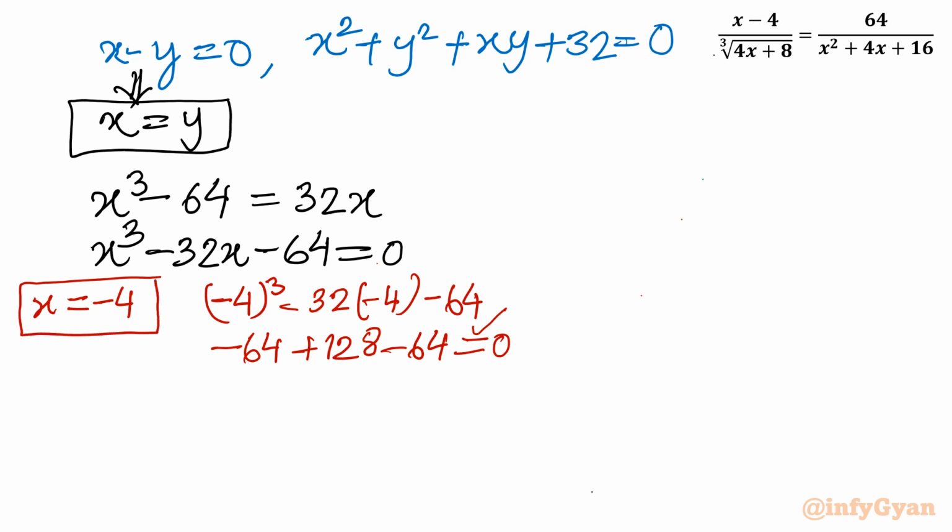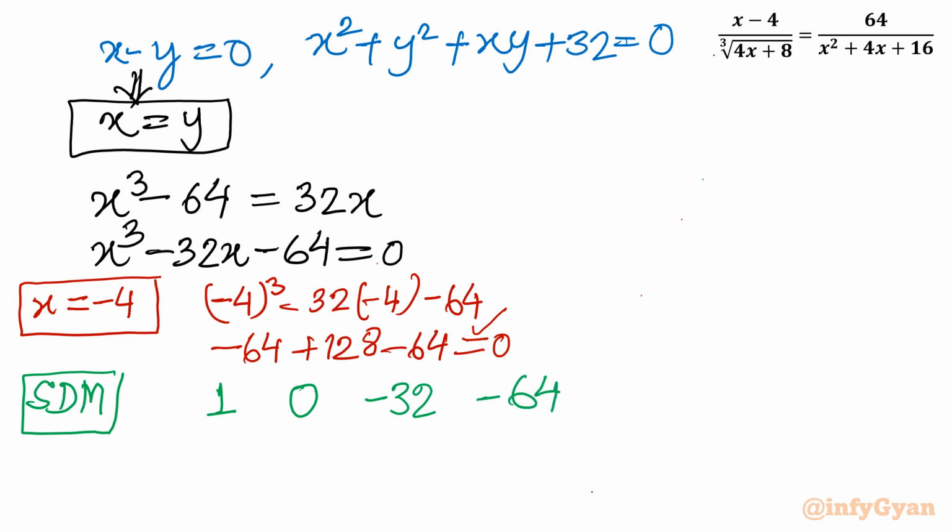So I will write now the coefficients for this cubic equation, using the synthetic division method, SDM. Coefficient of x cube 1, coefficient of x square 0, coefficient of x minus 32, coefficient of the constant number is minus 64. Leading coefficient as it is, 1. Now we will take this base solution product.